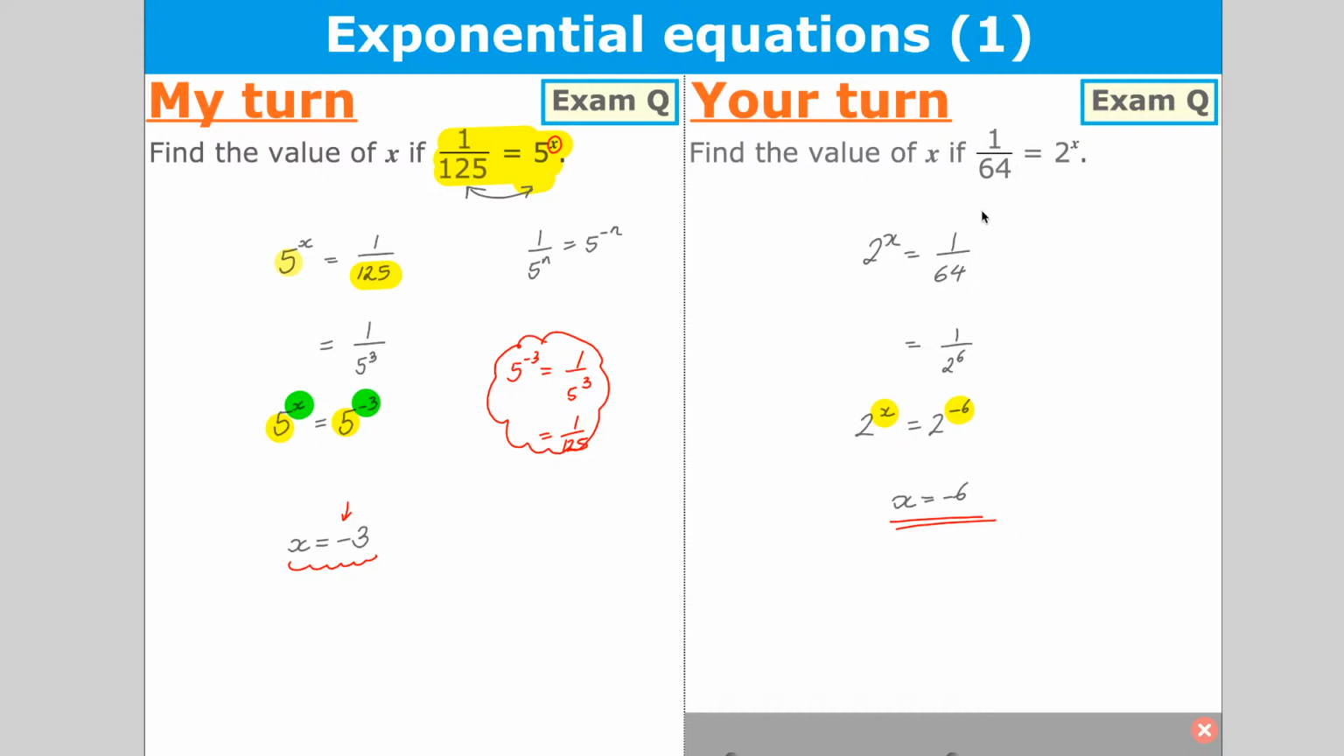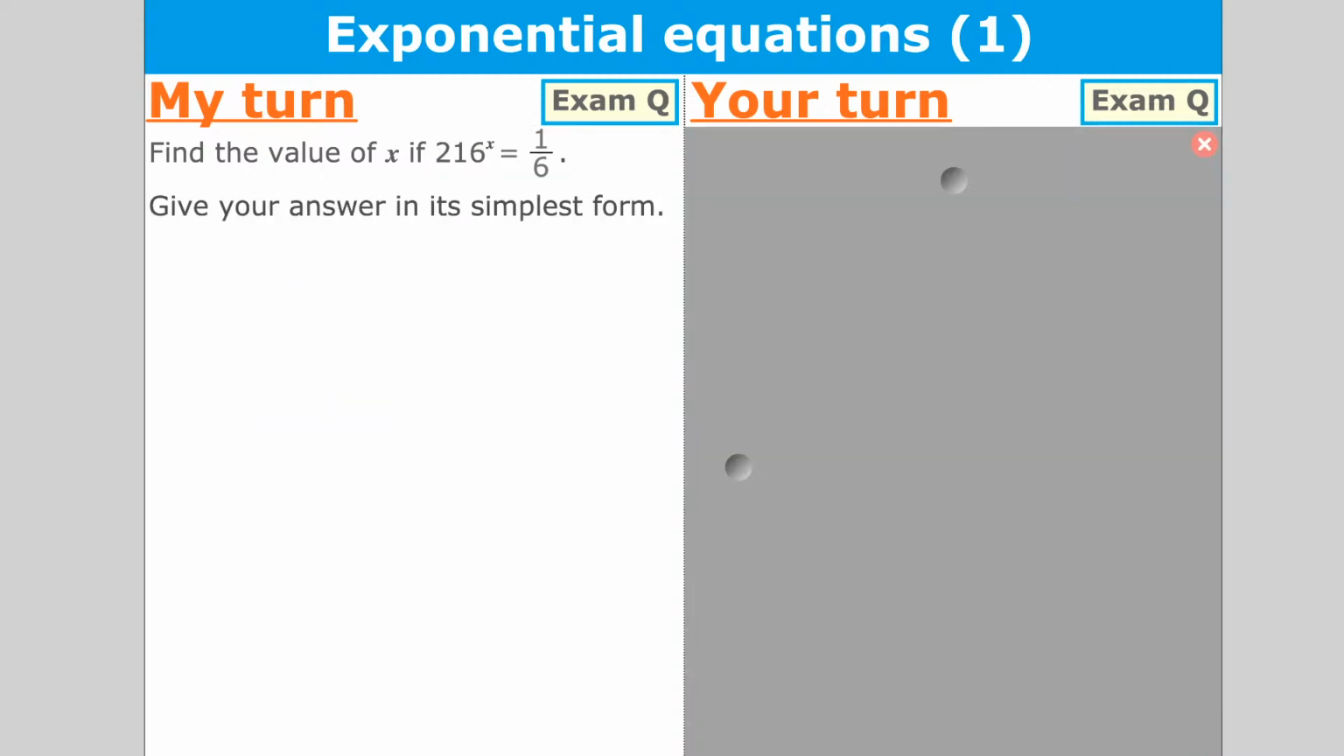I think it's really important that I do the next one for you. All right, here we go. This is a different question style here. Find the value of x if 216 to the power of x is equal to a sixth.